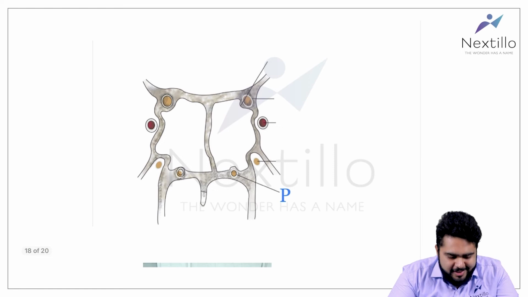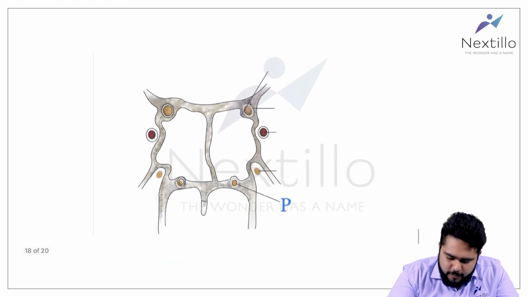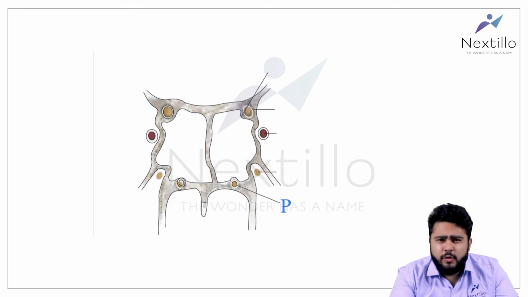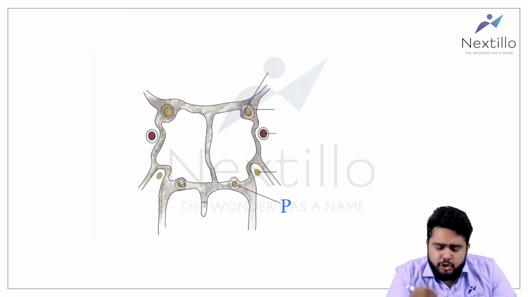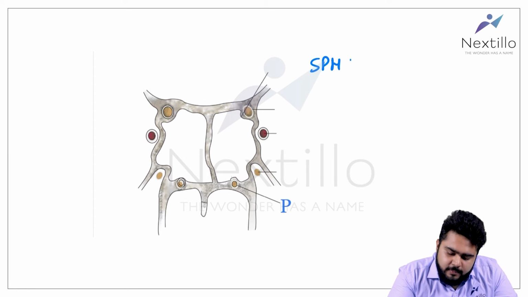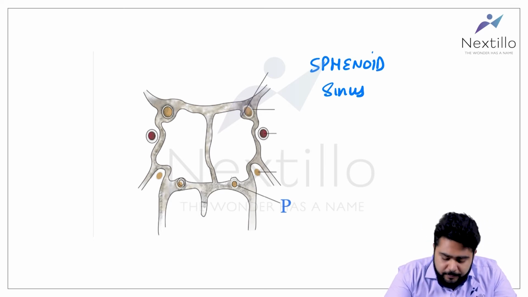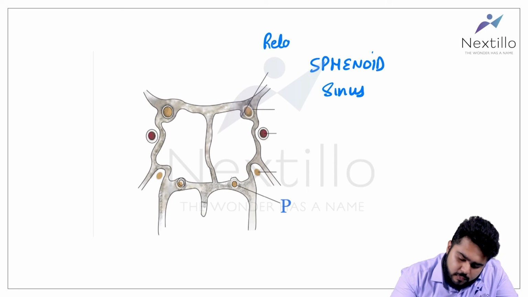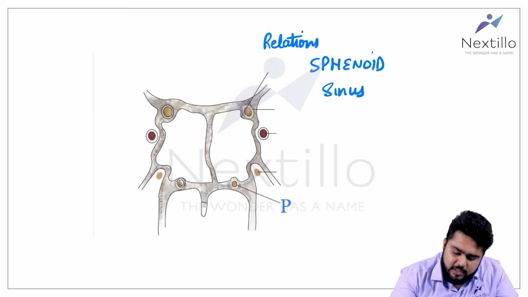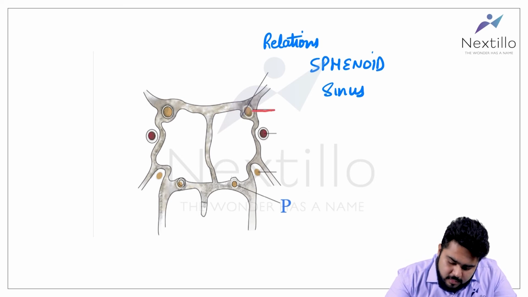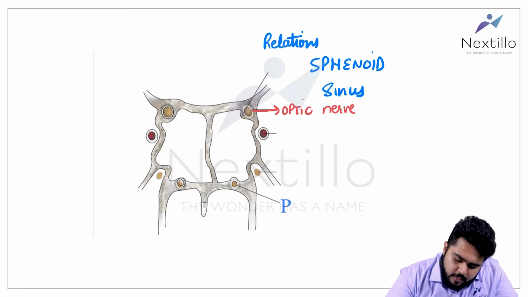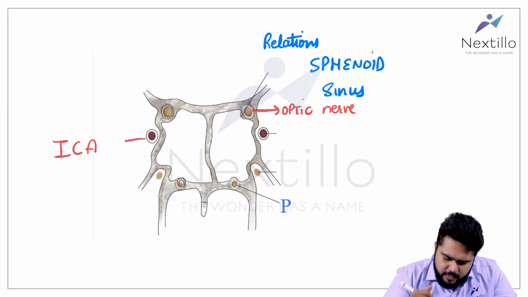Okay, first of all, identify what picture I have put. Let me see how many of you can identify this picture. This picture is showing the sphenoid sinus. Now in the sphenoid sinus, these are the structures which they may ask you to mark. These are the relations of the sphenoid sinus. So if you have read the sphenoid sinus, you'll be able to answer this. This is optic nerve. This is internal carotid artery. Very simple. Let's keep it simple only.